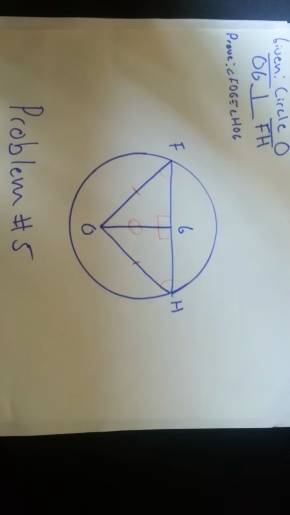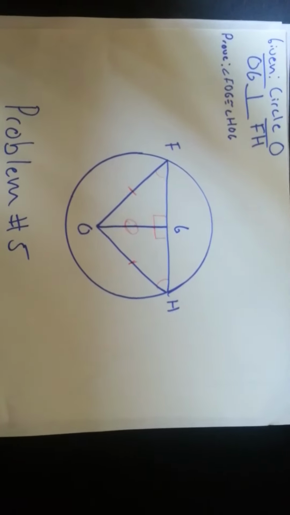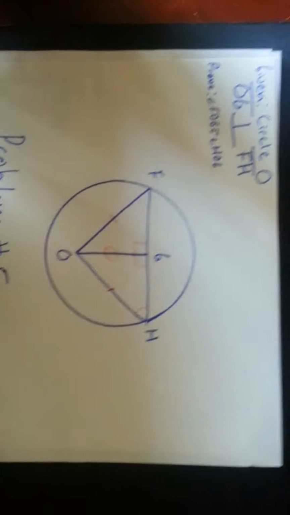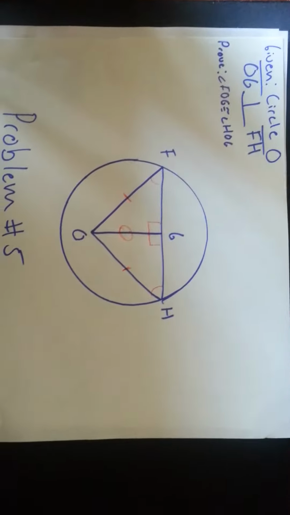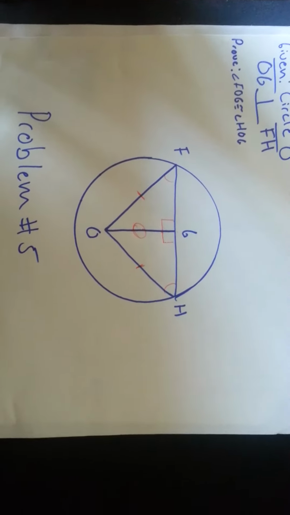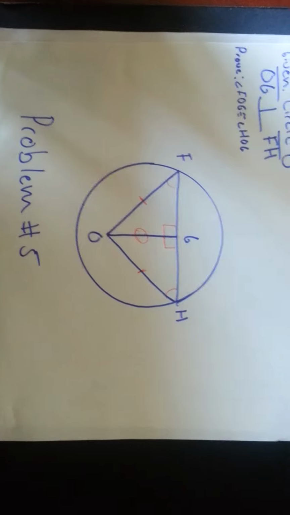So that proves that angle FOG is congruent to HOG because of either isosceles triangles' bases are congruent, or because of RHL and corresponding parts of congruent triangles are congruent. And that's number 5.